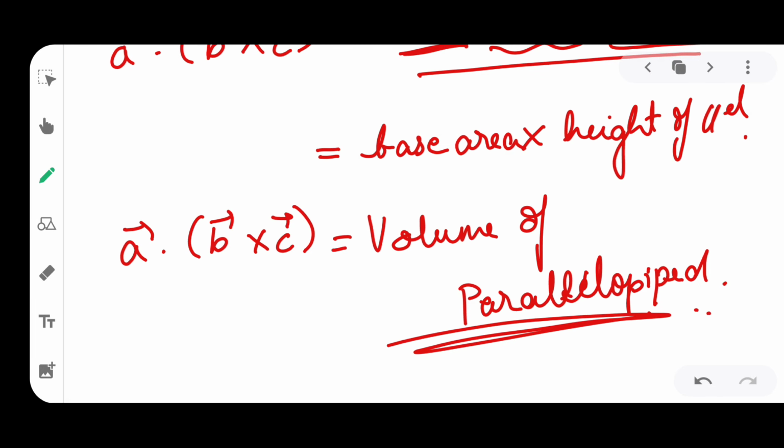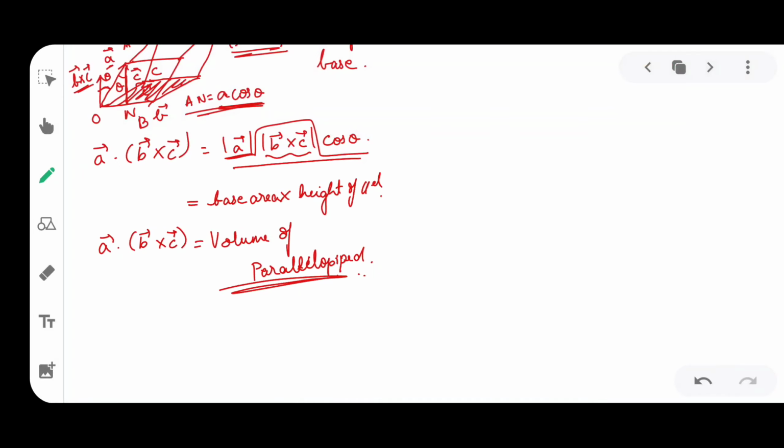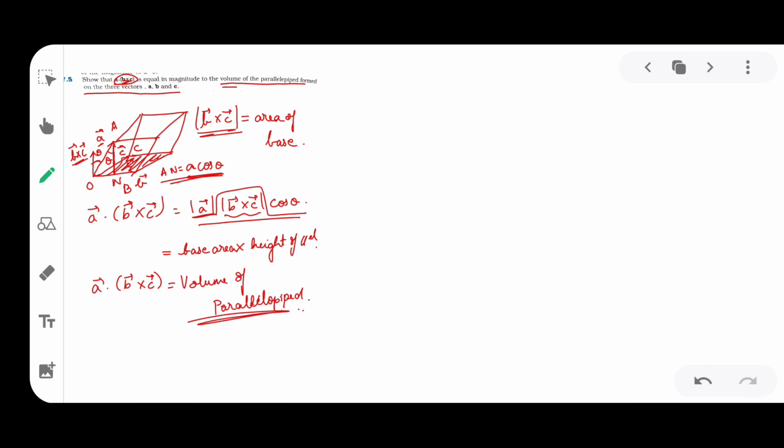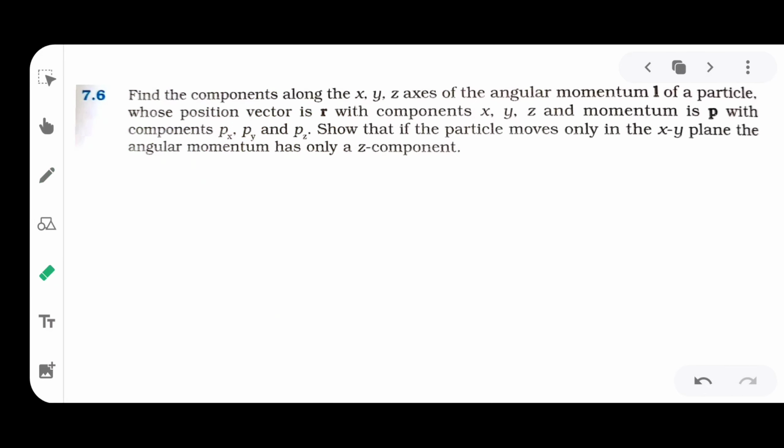Okay, hence proved. So you can see, basically what we have done is we have just found out that B vector cross C vector is the area of the base, and you have to find the dot product of B vector cross C vector and A vector. Theta is the angle between them, and A cos theta is the height of the parallelepiped. Solving the next question.